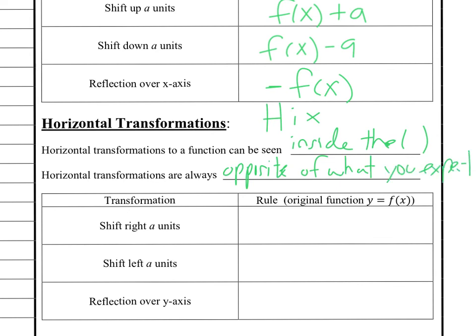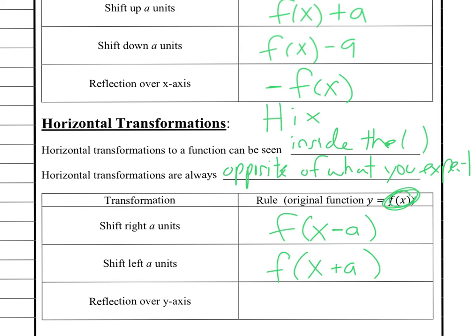So if I want to shift it to the right, again, it's got to be inside the parentheses for f of x. If I want to shift it right, I'm not adding a. It's opposite what I would expect. I'm subtracting a. If I want to shift it left, again, it's opposite. I would think shift it left, subtract a, but it's opposite, so it's plus a.